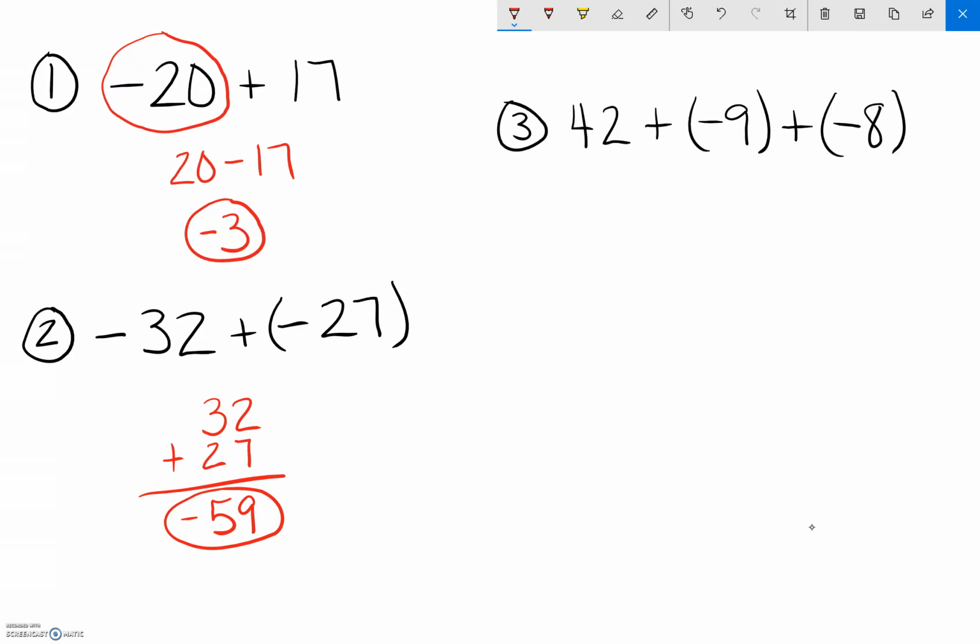For those of you who are still thinking of it as movement on a number line, it would be 32 movements to the left and then 27 more movements to the left. So that would get you 59 spaces or 59 units left of 0. Let's try number 3.